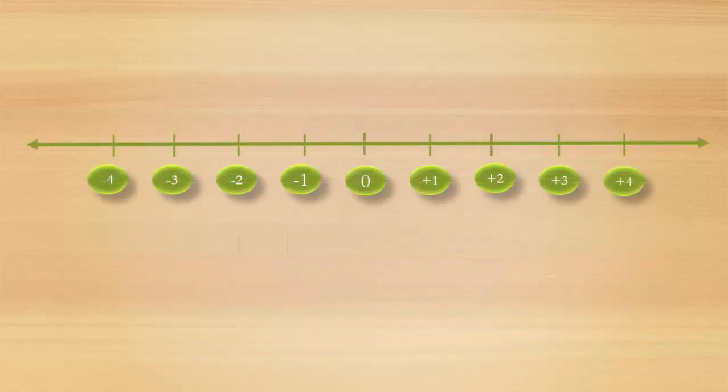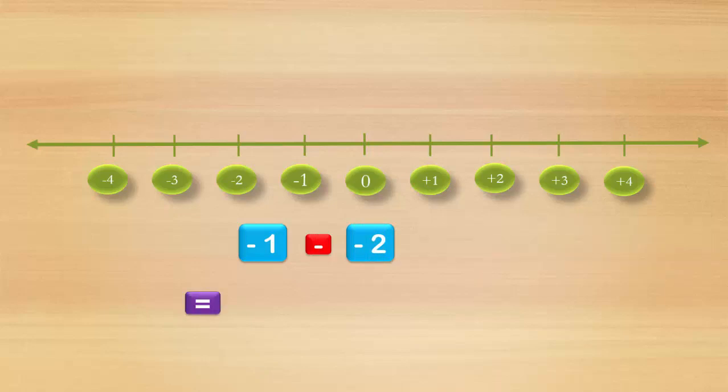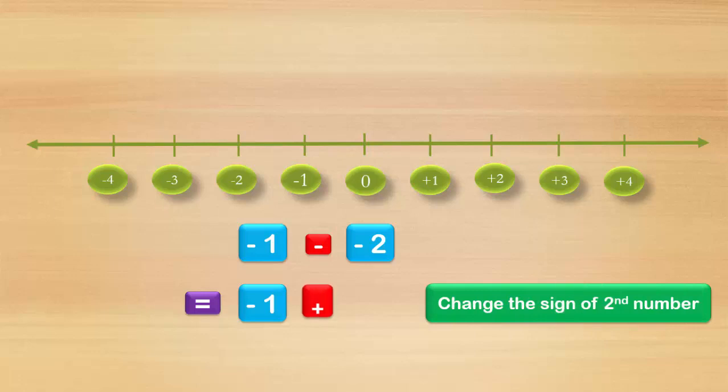Let's learn the first example. Negative 1 minus negative 2. This is the given example. It is equal to negative 1 as it is. Now change the sign. We need to change the second number. It is positive 2.